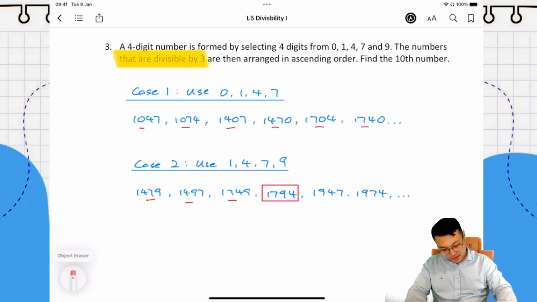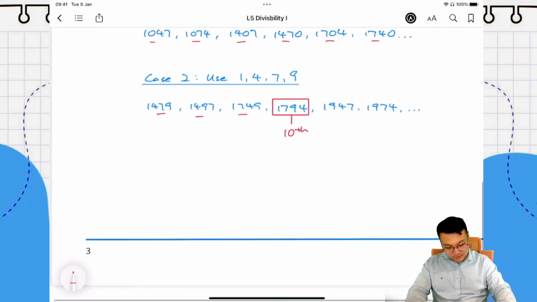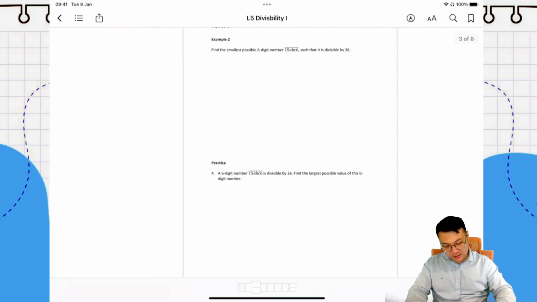Okay, so that's what we did. We noticed that this is the 10th number. There you go. Okay, so let's try the next one.